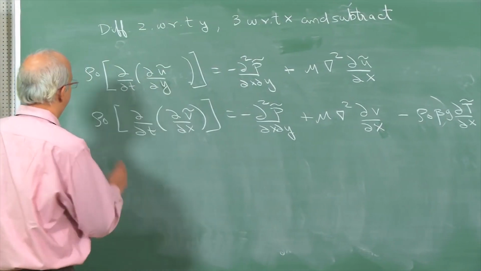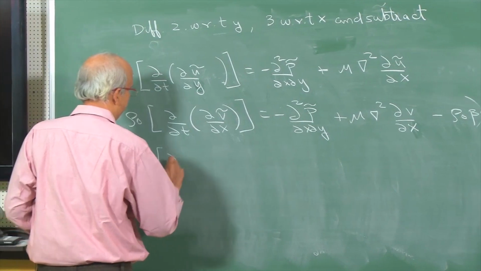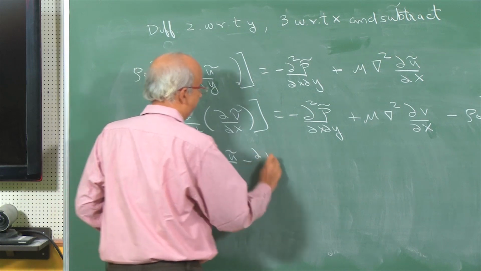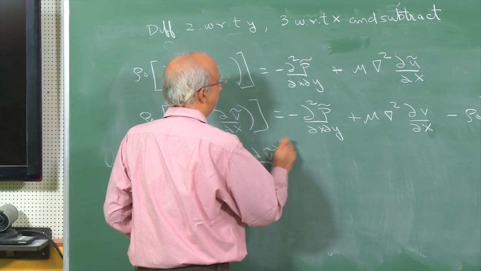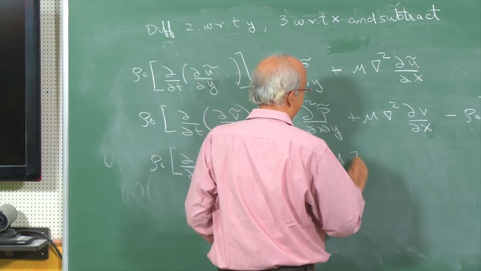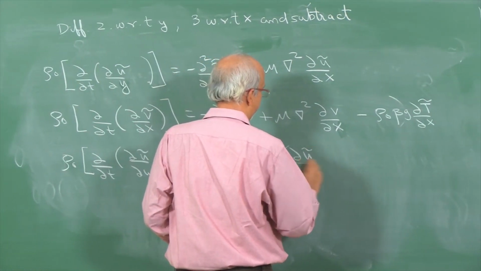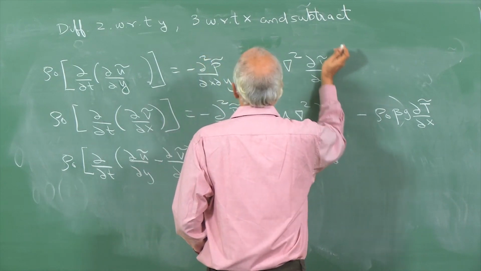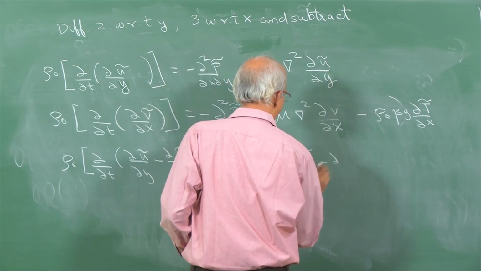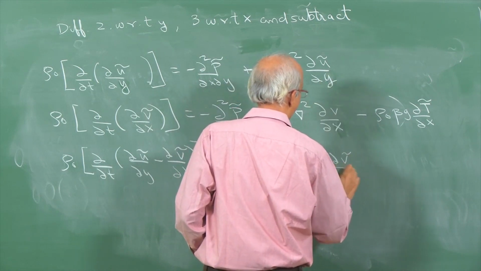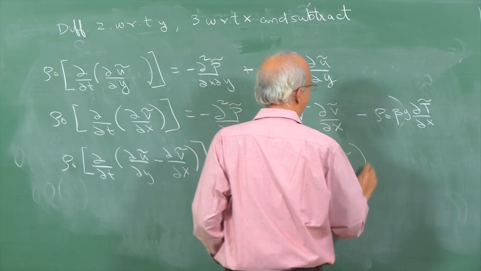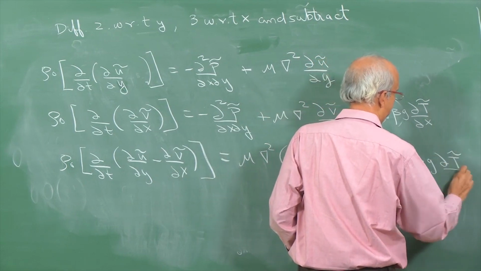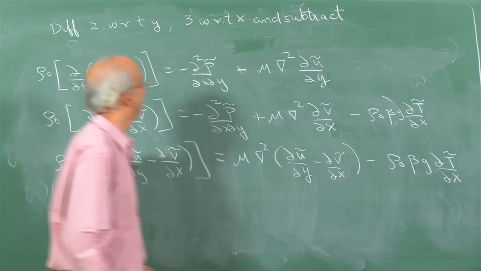and when you subtract this I get rho naught times d by dt of du tilde by dy minus dv tilde by dx equals mu times del square of du tilde by dx minus, why am I making these mistakes? This should be y. By dx. That is what I get.